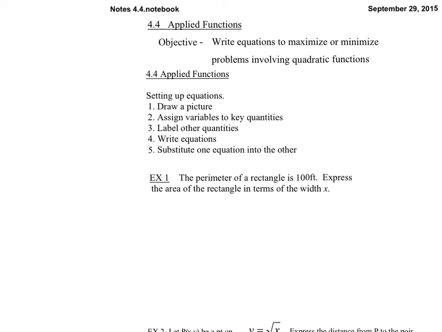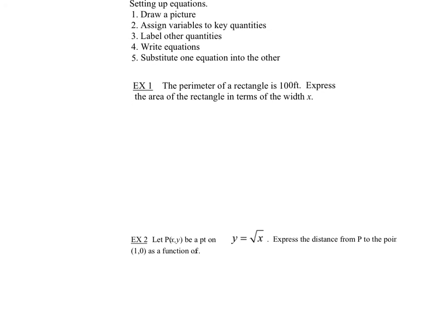In order to accomplish this, one thing most likely in all of these is drawing a picture, and we're going to assign variables to key quantities like perimeter, length, a point, and so on. Label other quantities, like the length of this is 20 meters long, etc. Write the two equations and then substitute one equation into the other.